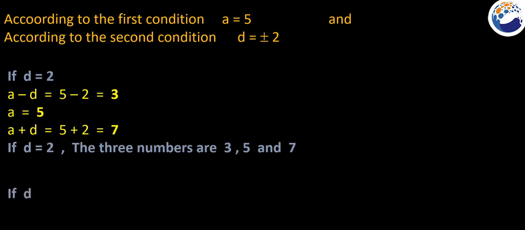Now, if d is equal to minus 2, then a minus d is equal to 5 minus minus 2, which is 7. a is equal to 5. a plus d is equal to 5 plus minus 2, which is 3. So the three numbers are 7, 5 and 3. Solve these for practice.